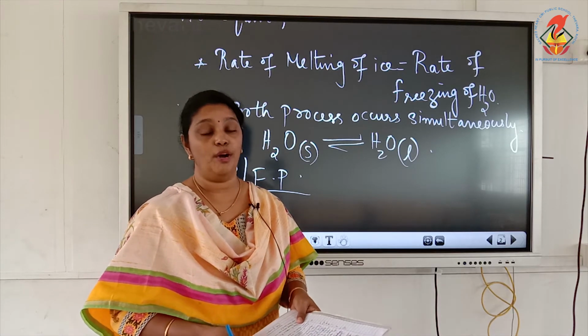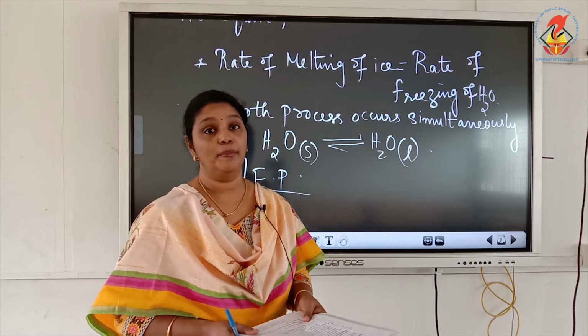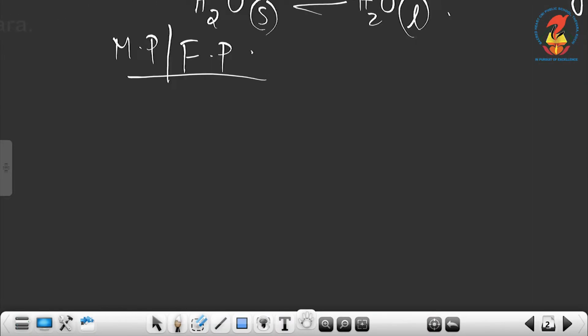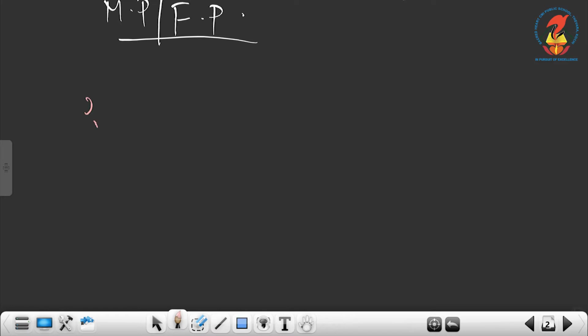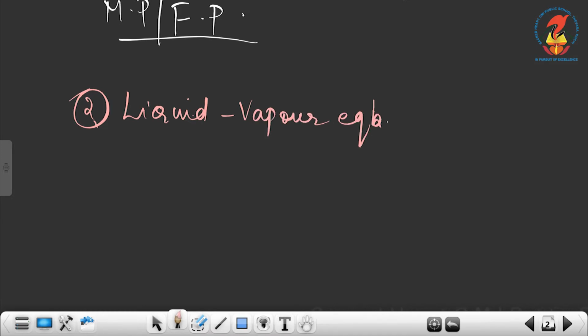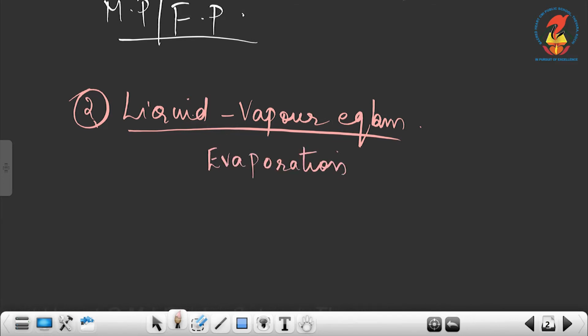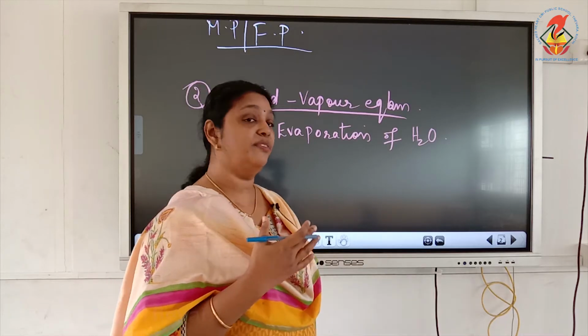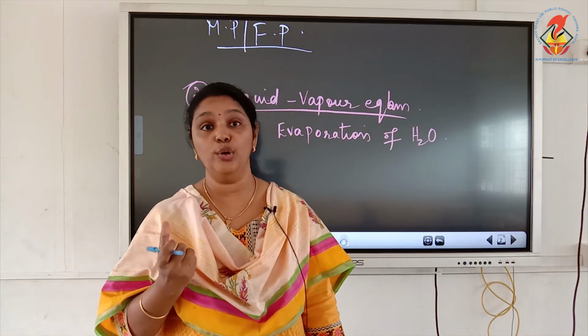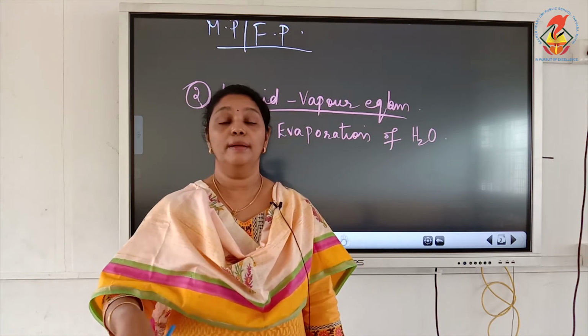Now, the second type of physical equilibrium is liquid vapor equilibrium. Now, for liquid vapor equilibrium, the example is evaporation of water. To study this liquid vapor equilibrium, let us take water in a closed container and a manometer.